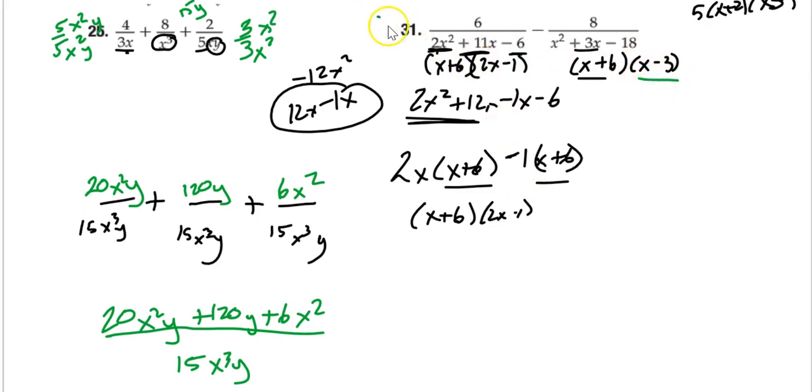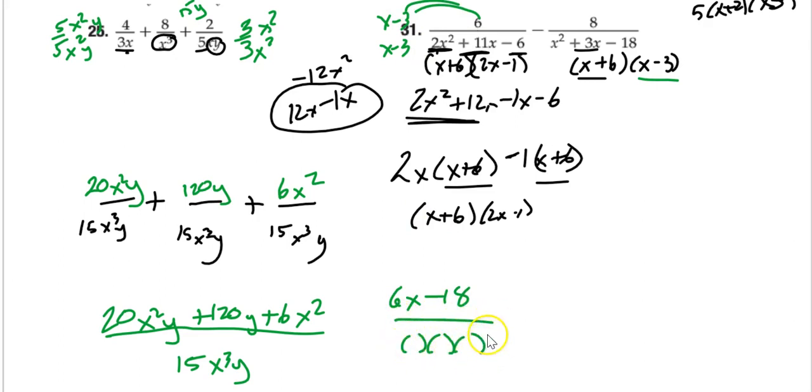So let's multiply both top and bottom by x minus 3. I'm going to distribute right away. I'm going to get 6x minus 18 all over the bottom. I'm going to be lazy and just do this because I'm lazy. On this side, right, what's missing? I have x plus 6, x minus 3. I don't have a 2x minus 1, so let's multiply by 2x minus 1.